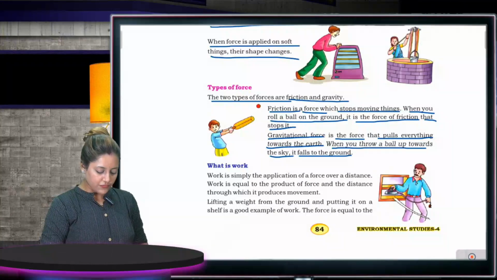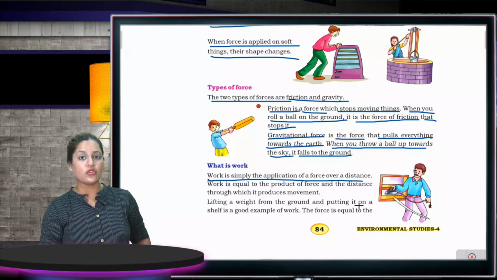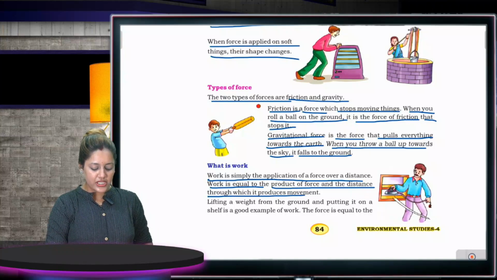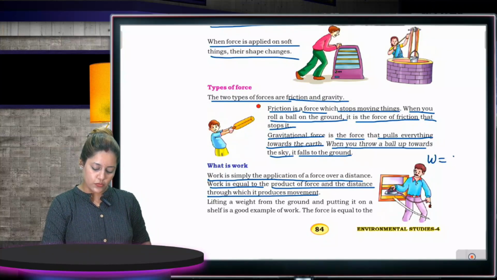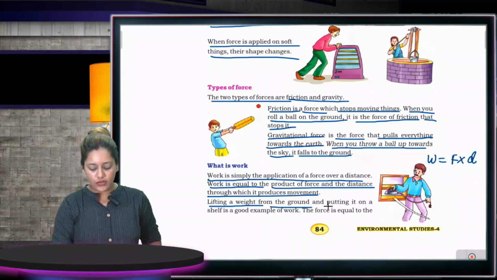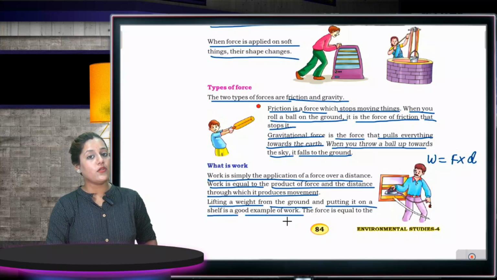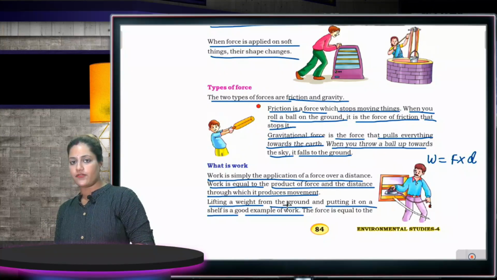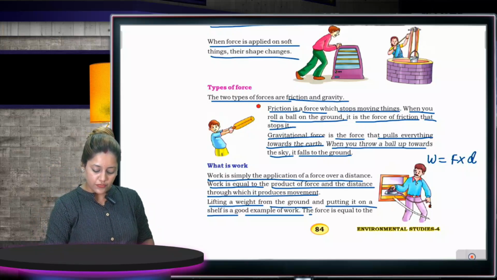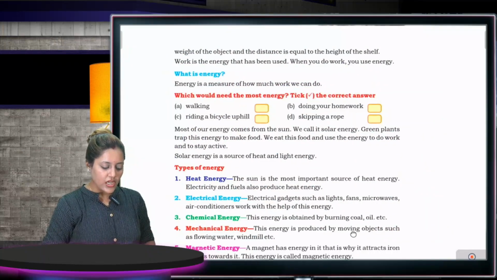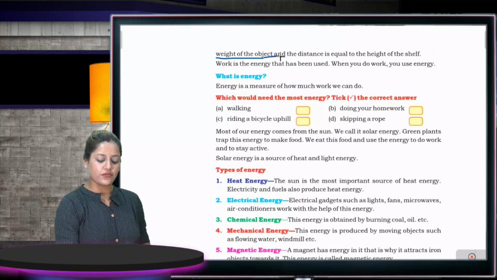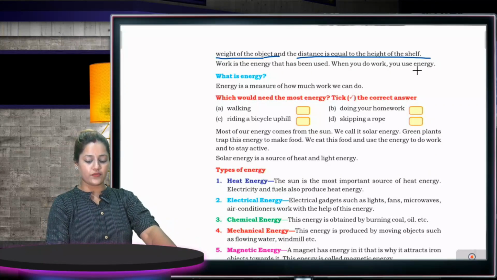What is work? Work is simply the application of a force over a distance. Work is equal to the product of force and distance through which it produces movement. Means work is equal to the product of force and distance. Lifting a weight from the ground and putting it on the shelf is a good example of work. Means if I am lifting something from the ground and putting it on this table, then this is known as work. The force is equal to the weight of the object and the distance is equal to the height of the shelf. So force is the weight of the object and the distance is equal to the height of the shelf.